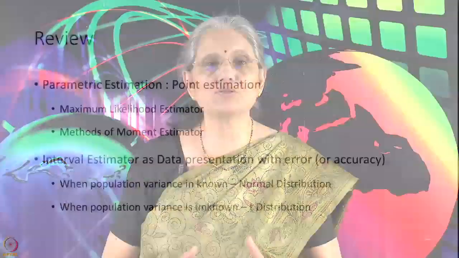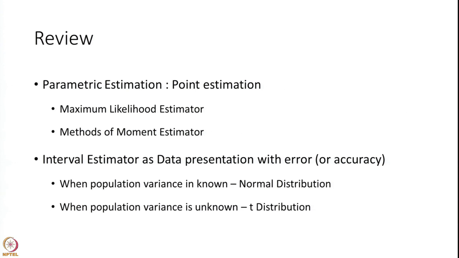We have gone through the session where we described point estimators such as the maximum likelihood estimator and method of moments estimator. Then we discussed in the previous session the interval estimators as a data presentation with an error, and we discussed two cases. One is the case of a normal distribution when sigma, the standard deviation of the population, is known, then we can use the normal distribution to come up with the interval estimator of the population mean mu. And when the variance is unknown, we can make use of the t distribution to come up with the interval estimator for the population mean mu.